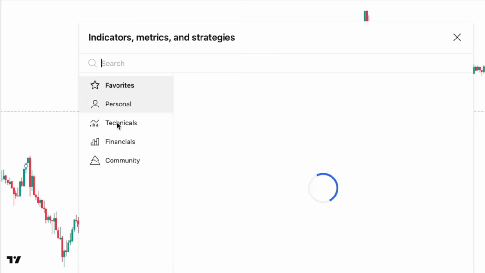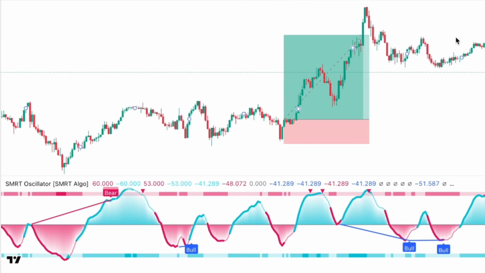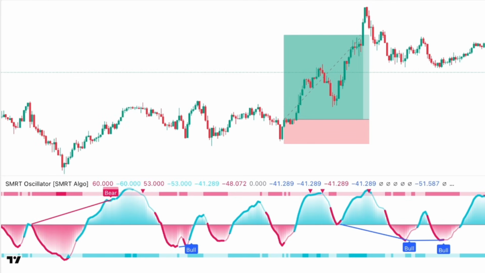Now, of course, I'm not doing this blindly. I'll be using an indicator to help me spot those reversals. For that, I'm testing out the Smart Oscillator by Smart Algo. The strategy is pretty straightforward too.